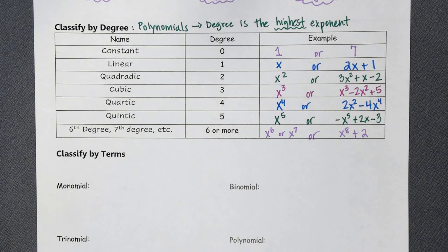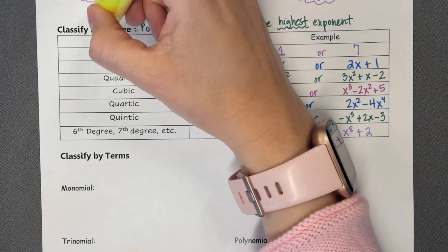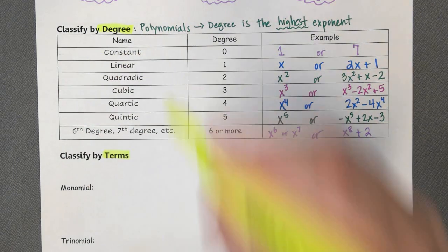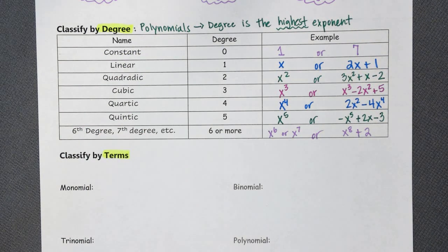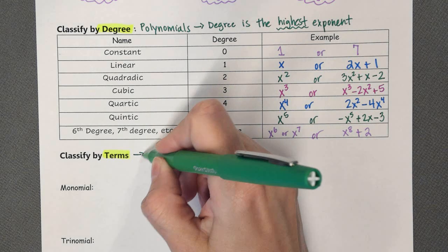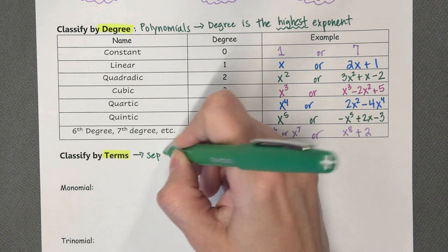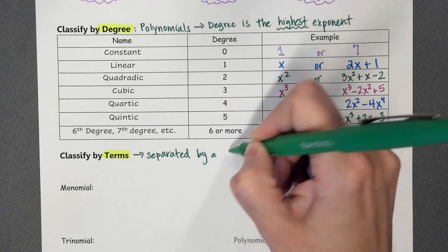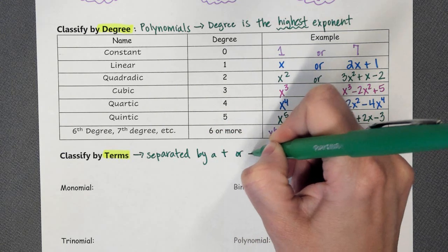One thing we're going to do today is classify by terms. So we're going to use the degree and we're going to use the terms. You can determine how many terms there are because they are separated by a plus or a minus. Terms are separated by a plus or minus.